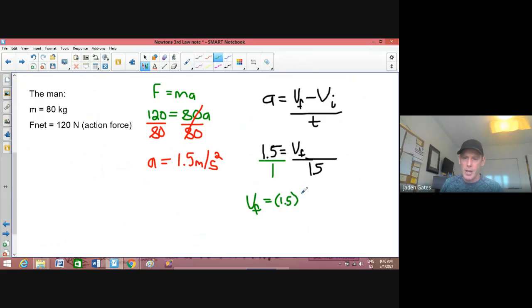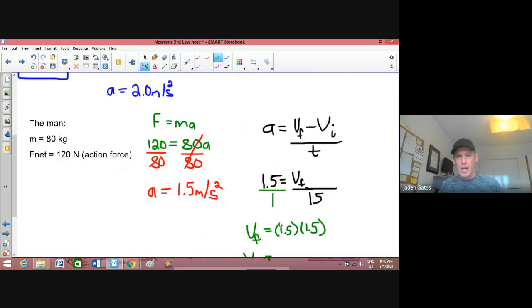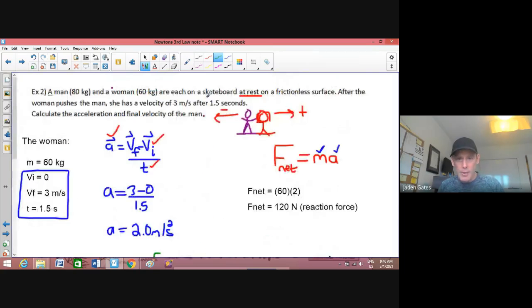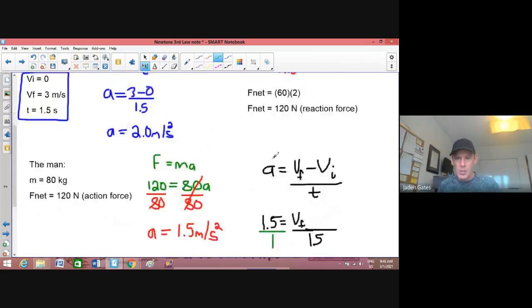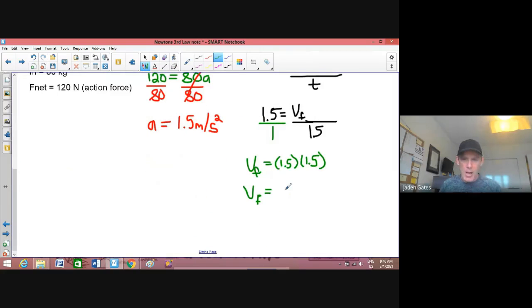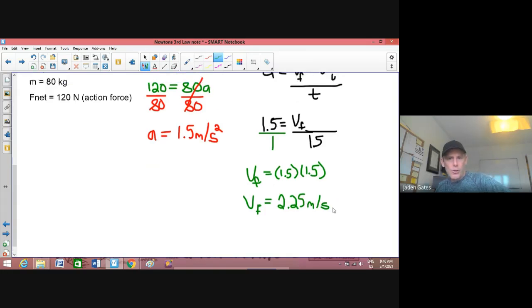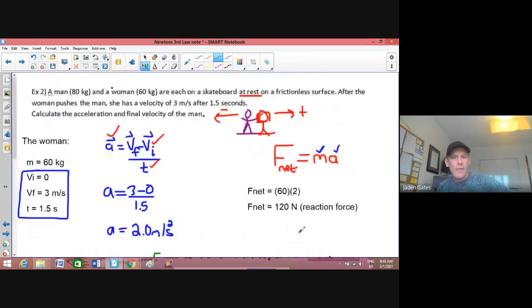1.5 times 1.5. And his final velocity after 1.5 seconds is going to be slower than hers, right? Because she accelerated faster. She was 3 meters per second. 1.5 times 1.5, lo and behold, it is 2.25 meters per second. And there we go. So that is Newton's third law. For every action force, which in this case would be the red arrow, there's a reaction force, whether he meant to or not.